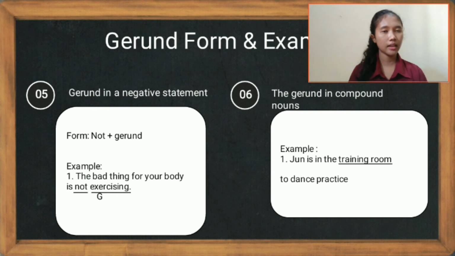And the last is the gerund in compound noun. And also as I explained in the previous slide, a compound noun is a noun followed by the ing form. For example, June is in the training room to practice dance. From the sentence, we know that training room is a compound noun.